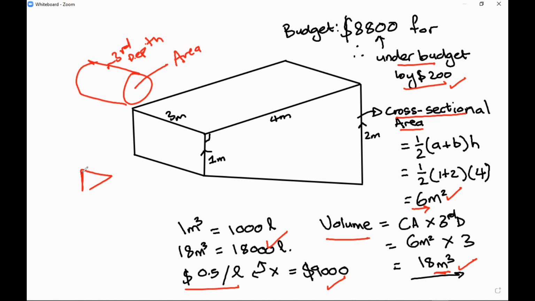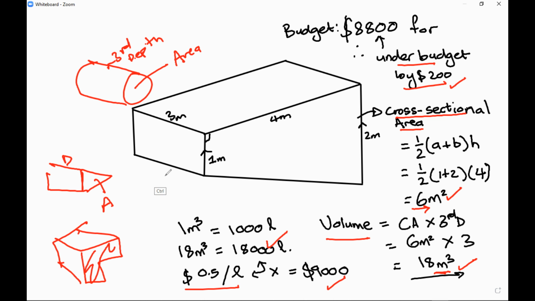And you can also do it with a triangular prism. Calculate the cross-sectional area multiplied by depth. Or you can do it with any shape. It could be a block, even like this. Work out this area multiplied by depth. And in each case, you'll get the volume.